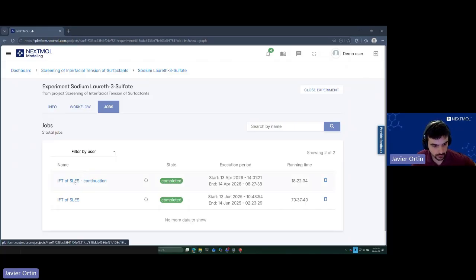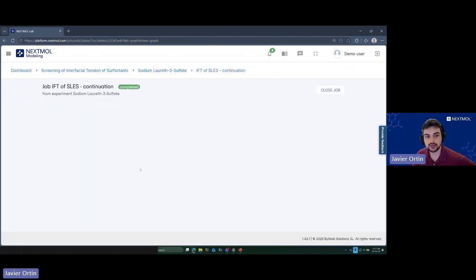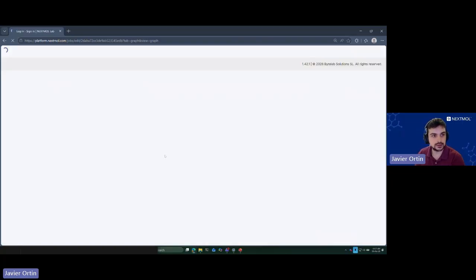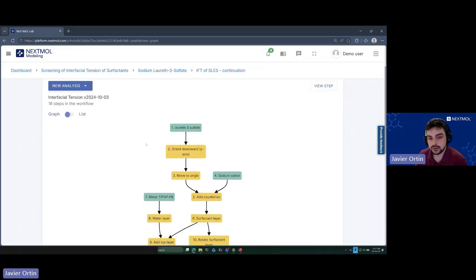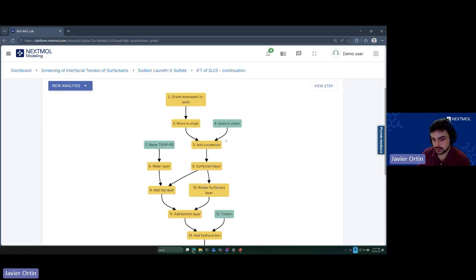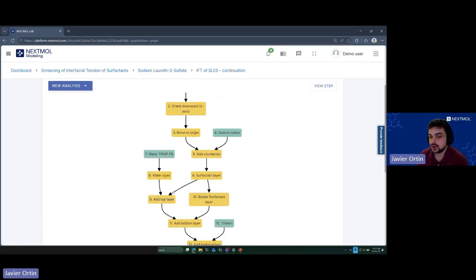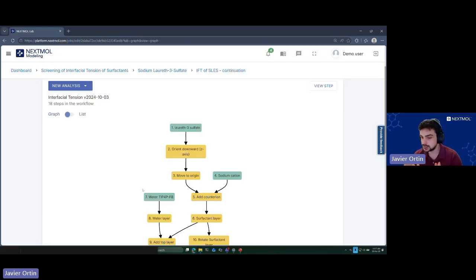So for the explanation of the workflow, let's illustrate it with a completed job. We can click on this one, for example, and we are currently at the workflow section inside of a job. So here, what we are trying to do with this union of many nodes is create this chemical system that we showed in the talk. We want to create a layer of surfactants that is right at the interface between an oil phase and an aqueous phase. So we start from a molecule that we can visualize.